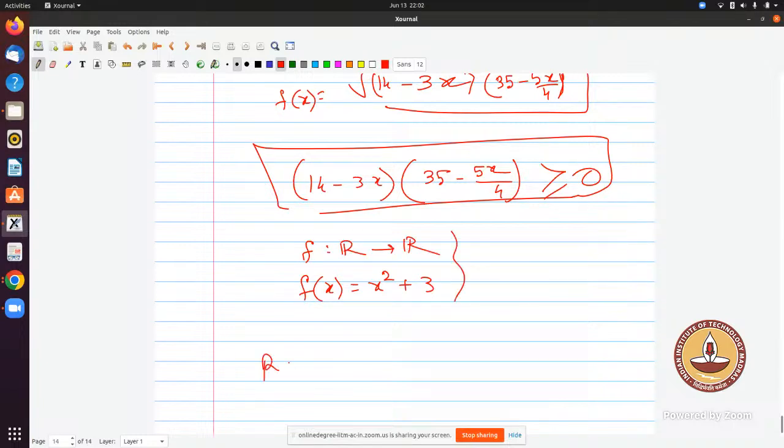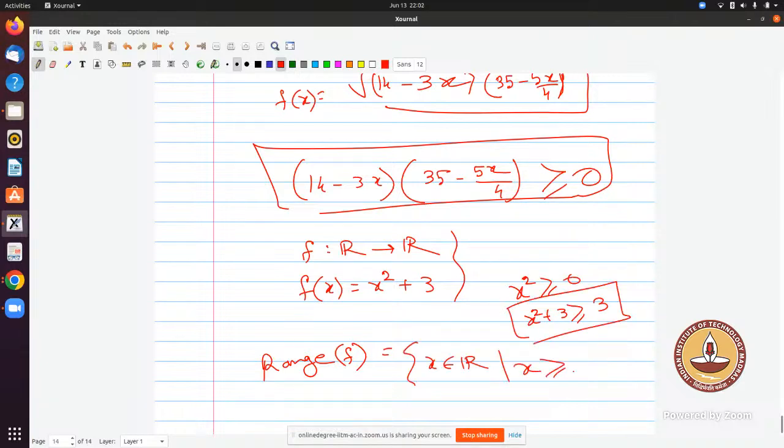Range. This I can ask. Positive. Greater than or equal to 3, not only positive. Greater than 3. Yes, sir. So x square is always greater than or equal to 0, so x square plus 3 should be greater than or equal to 3. So all such real numbers greater than or equal to 3, that is your range. Yeah, this you can ask. This you can find.